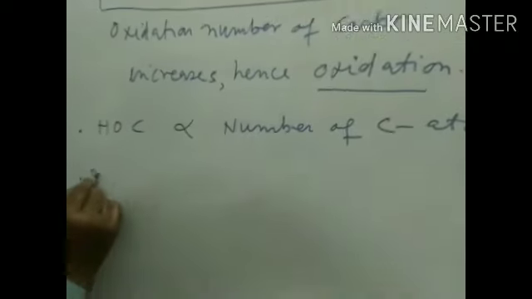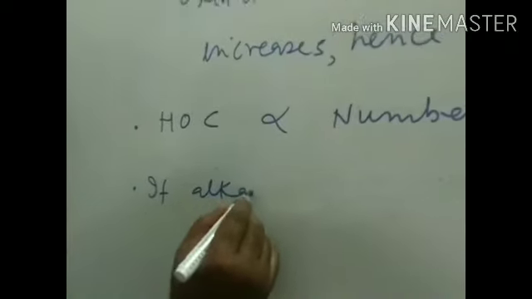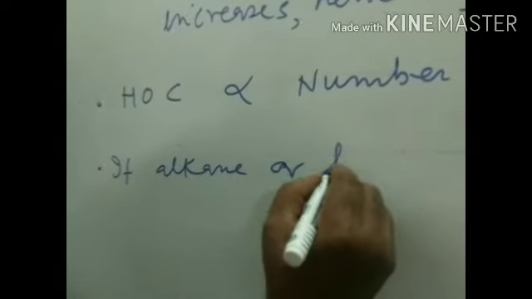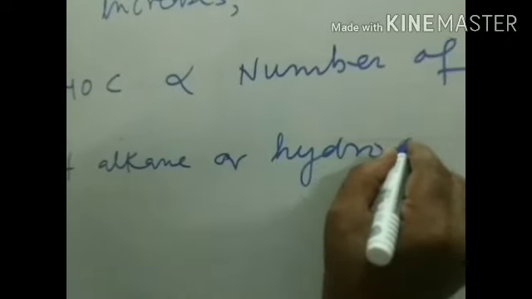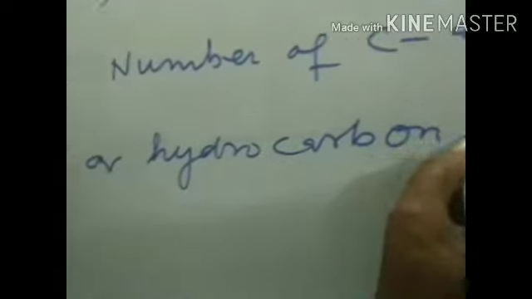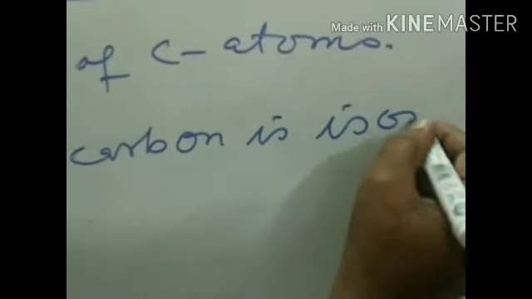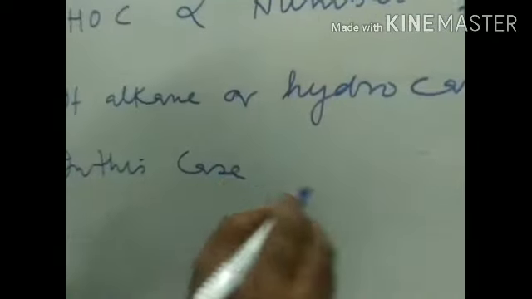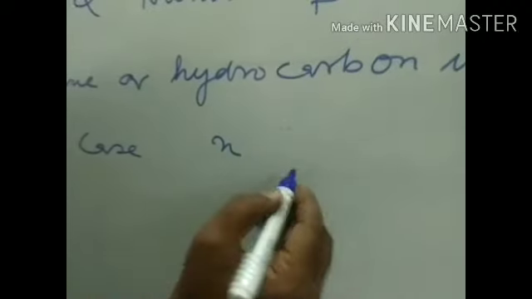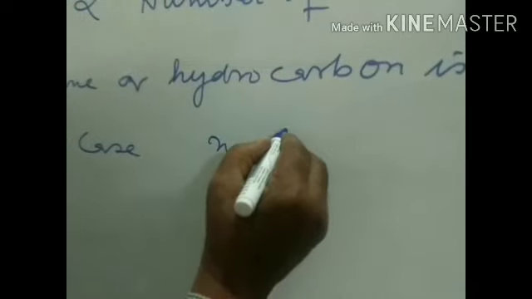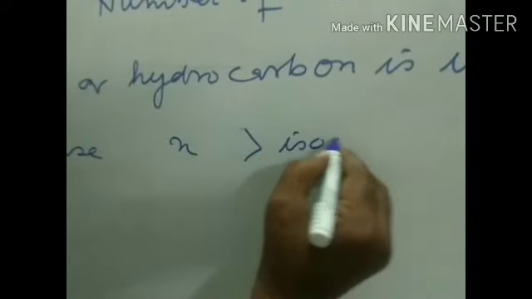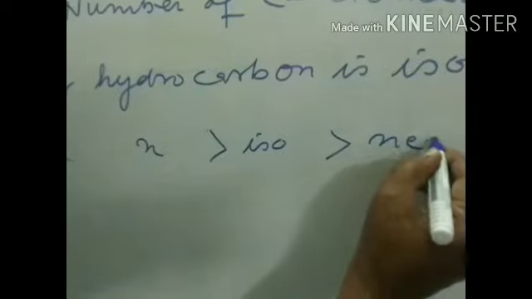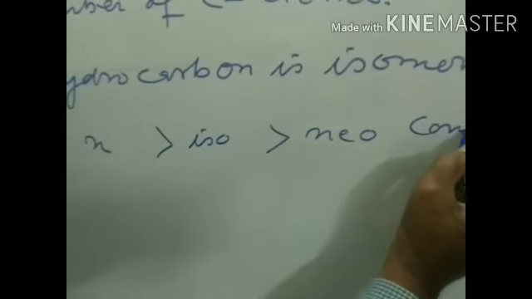If an alkane or hydrocarbon is isomeric, in this case, the normal straight chain compound has greater heat of combustion than iso, and iso has greater heat of combustion than neo compound.